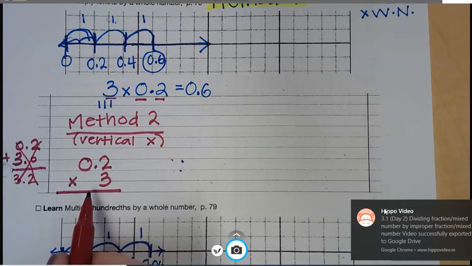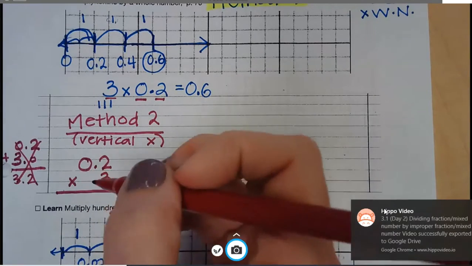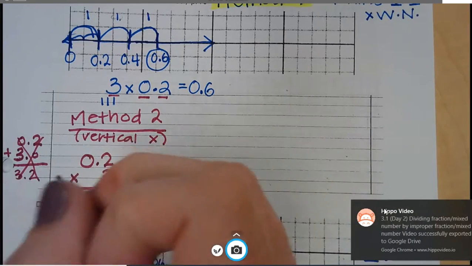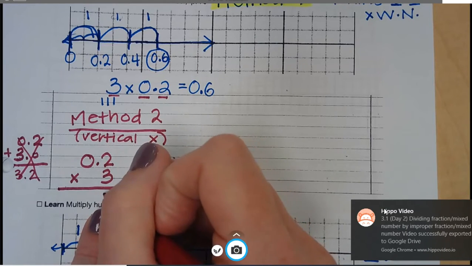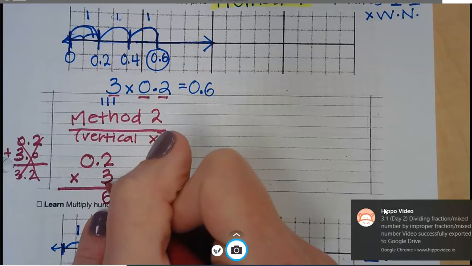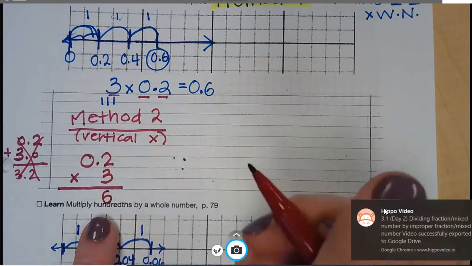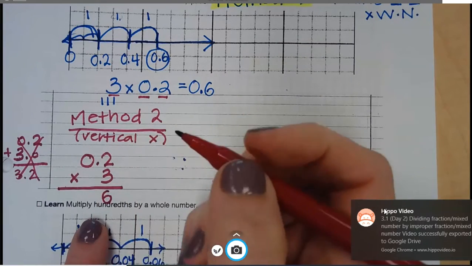Okay? Then all I'm going to do is multiply like I always do. So I'm going to take 3 times 2, and it is 6. Technically, what I just did is I took 3 times 2/10, which is 6/10. Then I'm going to take 3 times 0 ones, which is 0 ones.